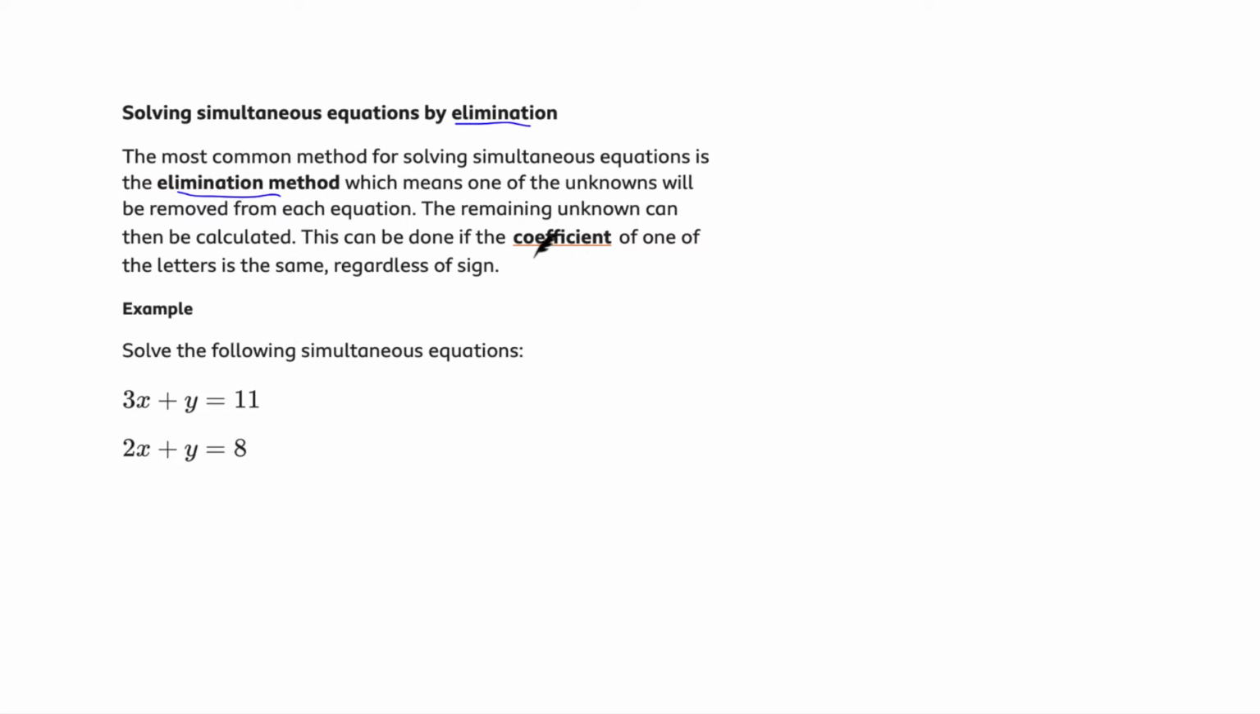This can be done if the coefficient of one of the letters is the same regardless of the sign. Let's have a look at this example. So we have 3x plus y equals 11 and 2x plus y equals 8. What do you see? In this scenario, the coefficient of y is 1. Over here it's 1, over here it's 1. So the best method in this example is to use elimination.